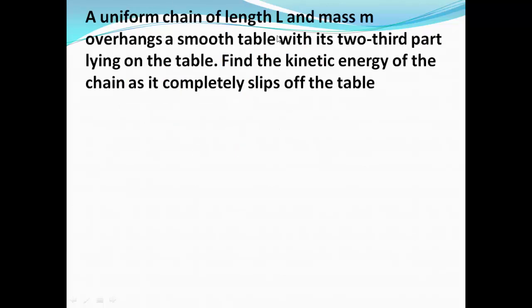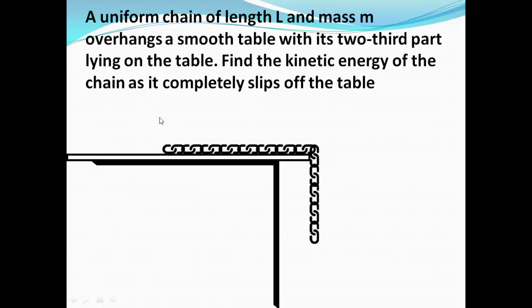A uniform chain of length L and mass m overhangs a smooth table with its 2/3 part lying on the table. Find the kinetic energy of the chain as it completely slips off the table. So we have an arrangement like this. A chain of entire length L, 2/3 part is lying on the table, so the part hanging will be L by 3. Note that the term smooth table implies that you have to ignore the frictional forces of the table.